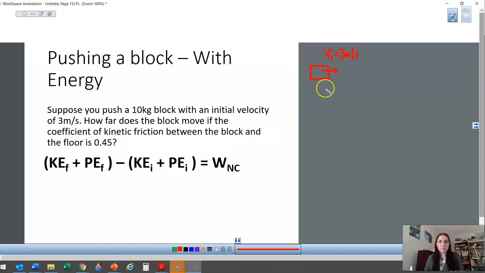How far does the block move? So from here to here, I don't know if this red is blinding or what. Maybe I'll do a different color. Less blinding, yes.